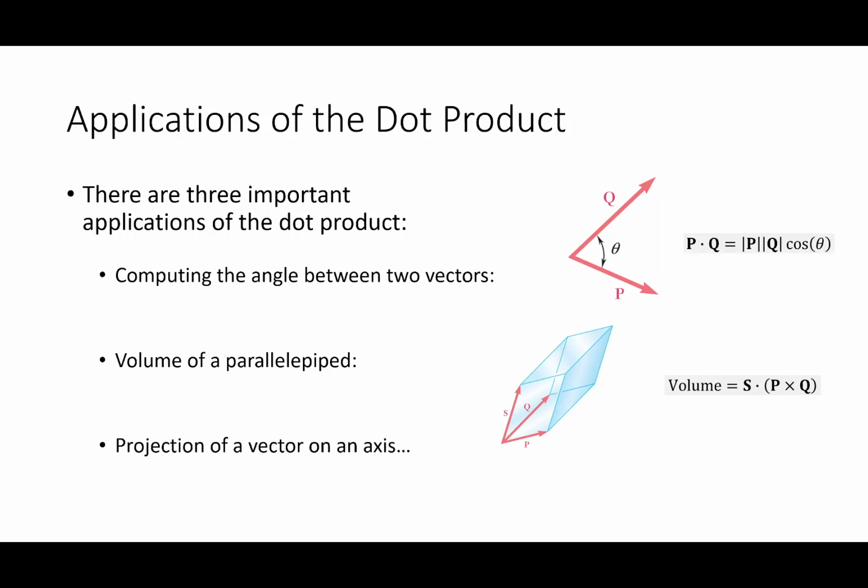Another use is to calculate the volume of a parallelepiped. I rarely get to use that word in a sentence. If I have three vectors, a prism or parallelepiped can be formed between them. If I take the cross product of P and Q and then dot it with S, I can get the volume. But what's relevant to us in this class is the projection of a vector on an axis.